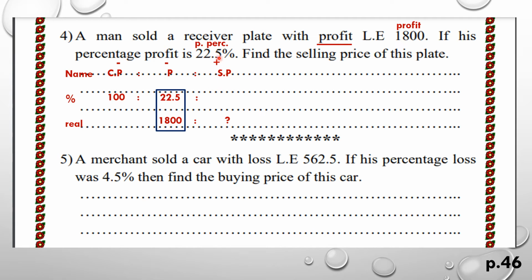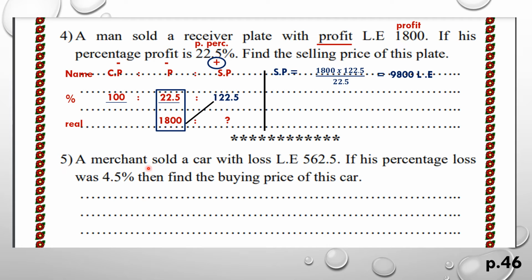How? By using the sign which we have up. What do we have on this empty space? We have plus. So we are going to add the other two numbers which we have in the same row to complete this space. 100 plus 22.5 equals 122.5. Now we have a completed cross. Let's find the selling price. SP equal 1,800 times 122.5 over 22.5 equals 9,800 LE.